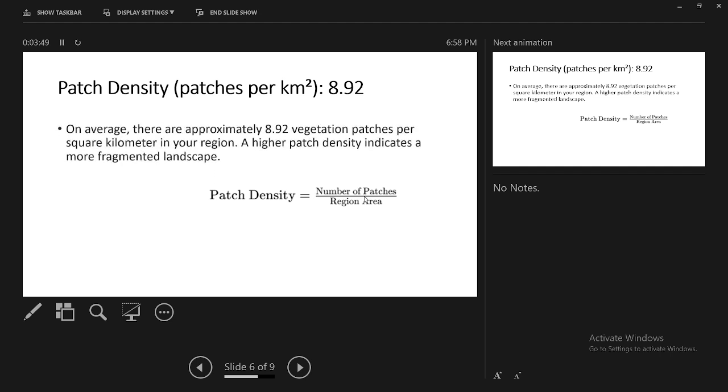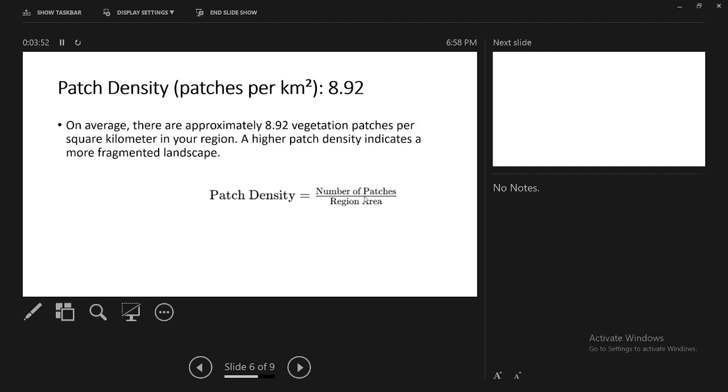It means that there are approximately 8.92 vegetation patches per square kilometer in your region, and a higher patch density indicates a more fragmented landscape. When you find a high patch density value, it indicates a more fragmented landscape. And this is the formula. Further, I will show you how we can easily calculate this formula and then calculate the patch density. Basically, this formula is the number of patches divided by the region area, the total area of your study area.